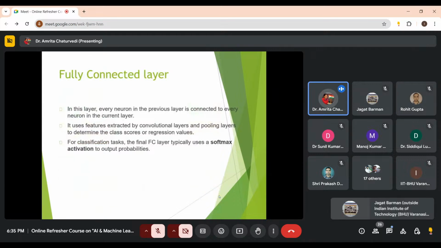Then you have the fully connected layer. In this layer, every neuron in the previous layer is connected to every neuron in the current layer. It uses features extracted by convolutional layers and pooling layers to determine the class scores or regression values. So this actually does the classification task. For classification, the final fully connected layer uses a softmax activation to output the probabilities.